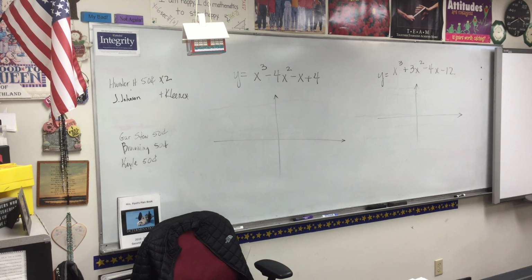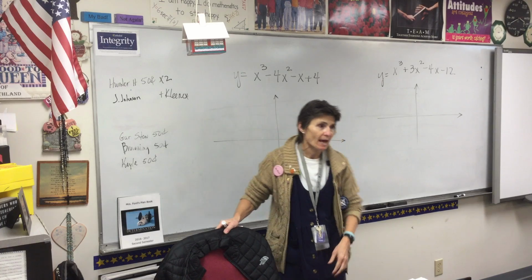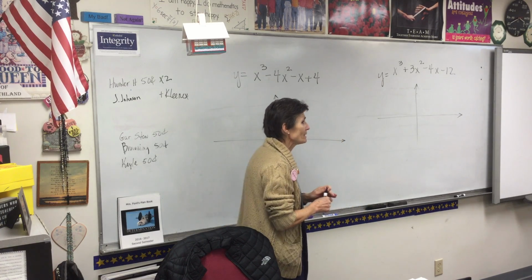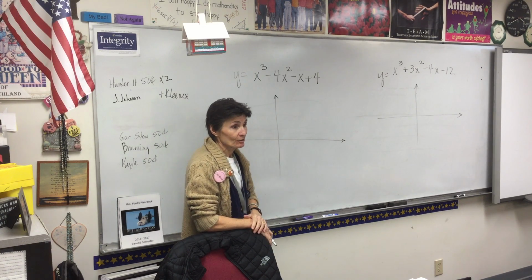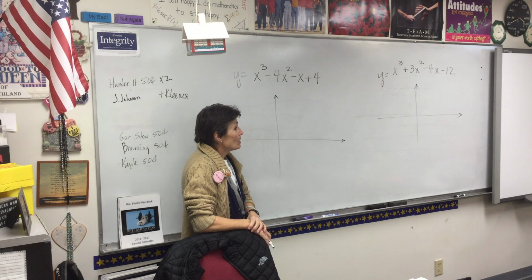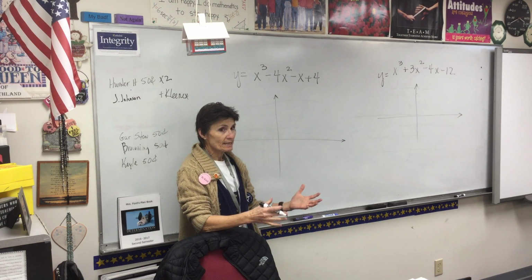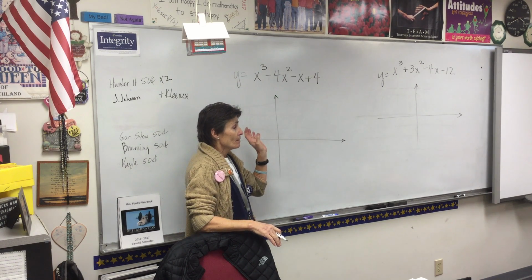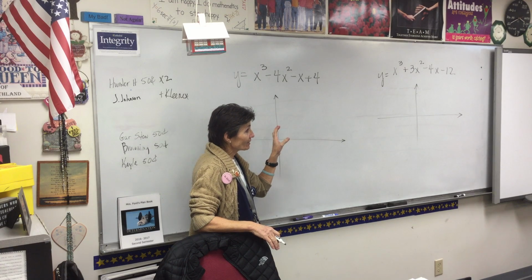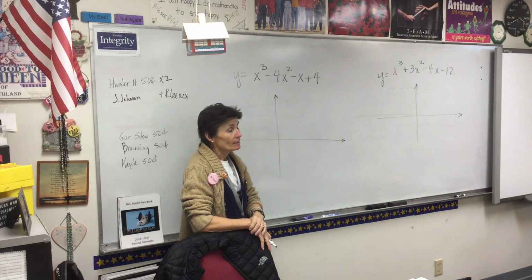We are going to continue sketching. And you're saying to me, but Mrs. Ford, I already know how to do that. What is different? They're not factored. Exactly. As long as they're factored, it's pretty easy. You just put the dots on there and draw the squiggly lines. But if they're not already factored, then that becomes your first step. You have to factor it.